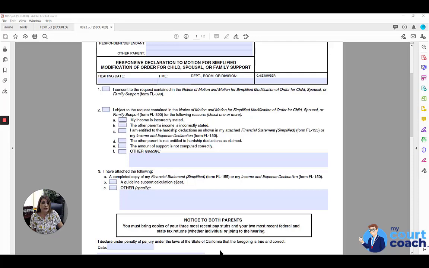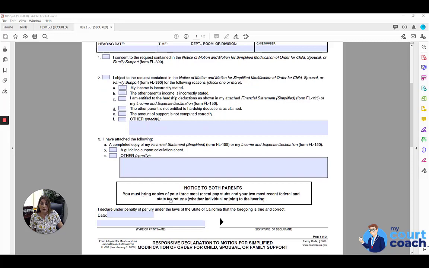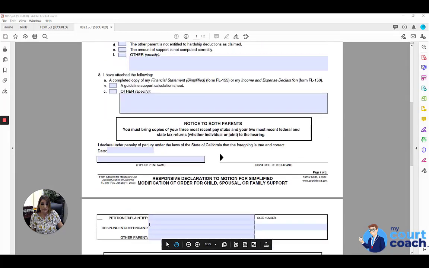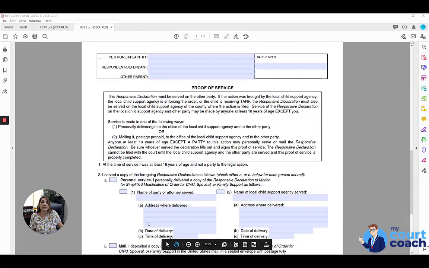If there's any other documents that you're attaching to this form that you believe are significant to your response to the request to modify support, mark box 3C and describe what those documents are. As with all court forms, you want to sign and date the form. Page 2 is the proof of service.